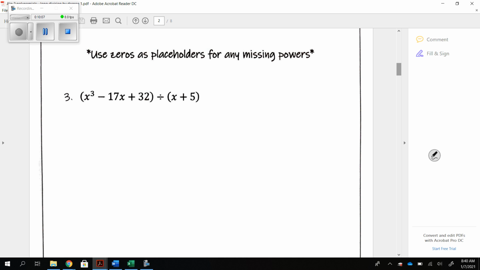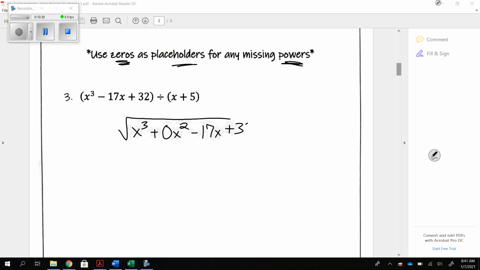And as you can see, it says use zeros as placeholders for any missing powers. As we see for number 3, it has x cubed, but then it skips x squared and goes straight to 17x. So we got to write placeholders. So we know how to start this, write it out. X cubed, this time plus 0x squared, because we got to use zeros as a placeholder. Then minus 17x, then plus 32, and that's going to be divided by x plus 5.